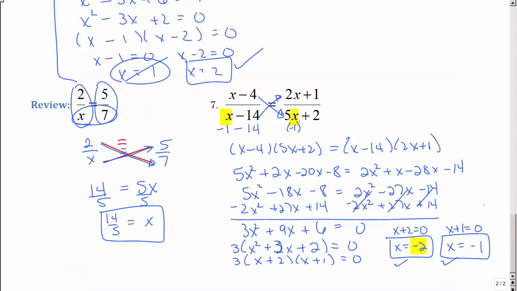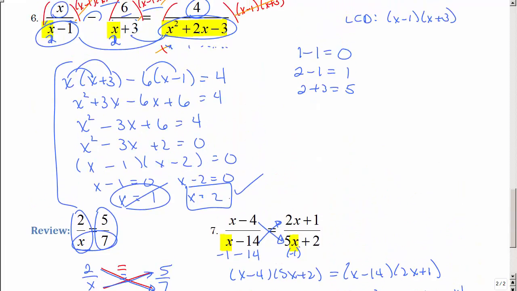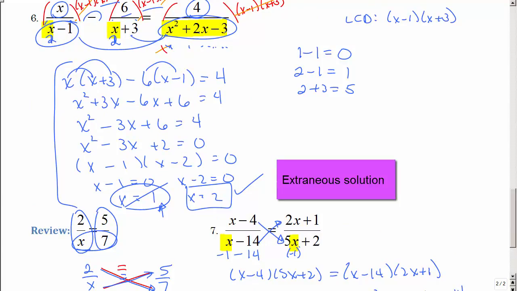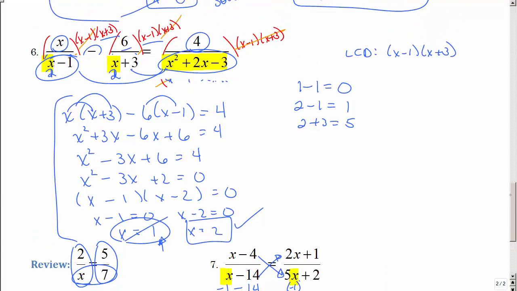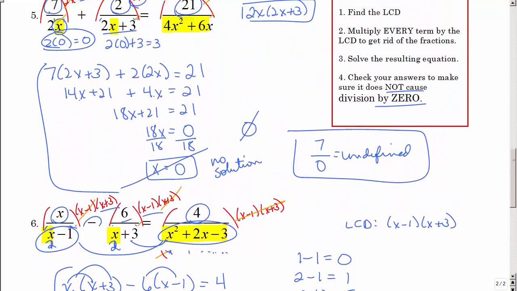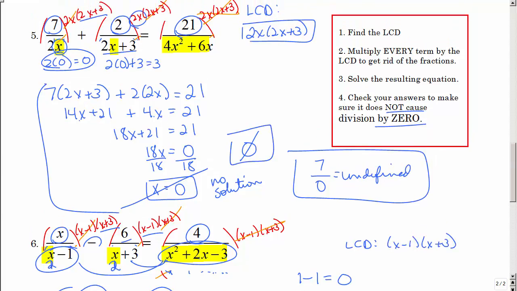So look at those last three examples. This one we had two answers. This example we only had one because that is called an extraneous solution, extra solution that didn't work in the original equation. And then number 5, we actually had no solution. That's why you've got to check those answers.